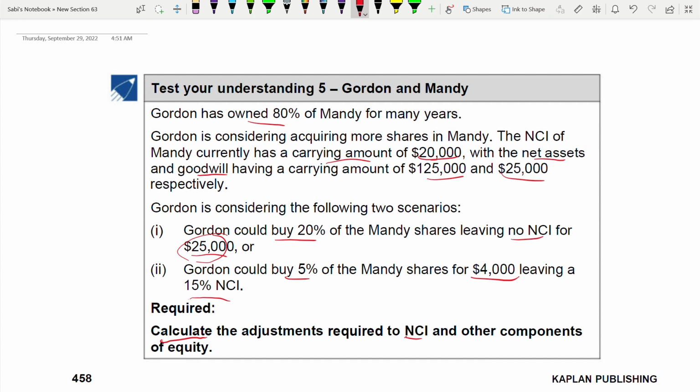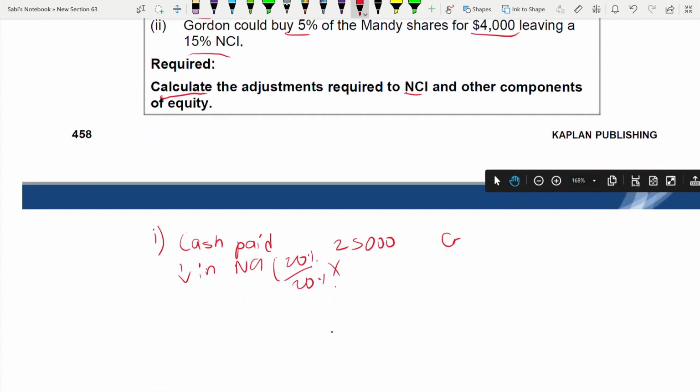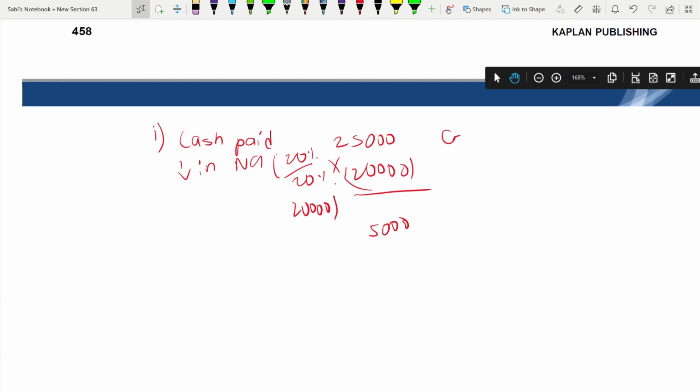NCI of Menti currently has a carrying amount of 20,000. That means your NCI will change on 20,000. The carrying amount of NCI will change. That is what you have to adjust. So 20% on 20% into 20,000, which will be nothing but 20,000. Same figure you will get. Deduct this, and 5,000. Because it's a positive figure, that means your cash paid is more than your decrease in NCI. It's a decrease in other components of equity.